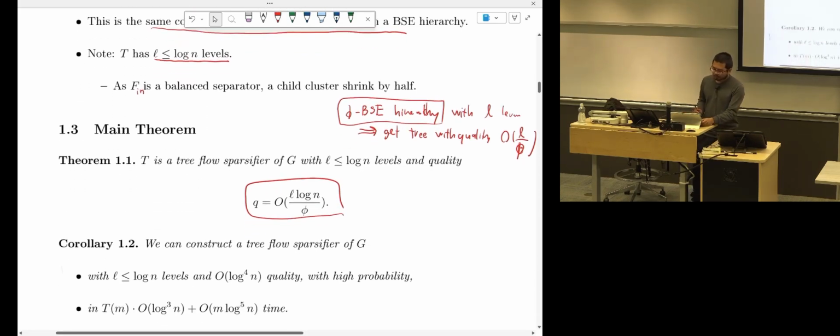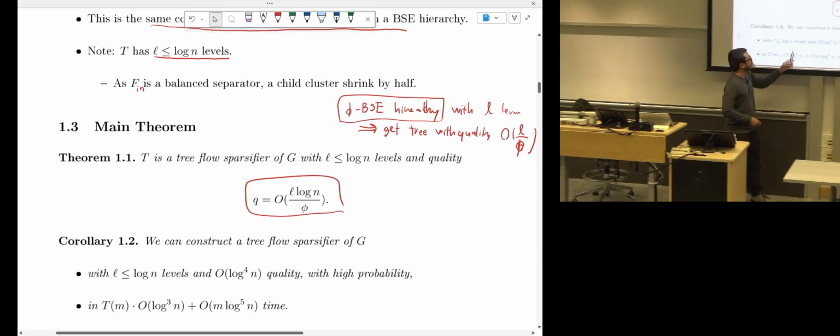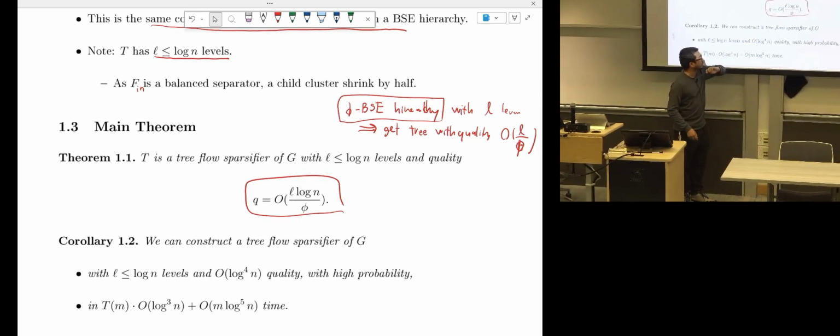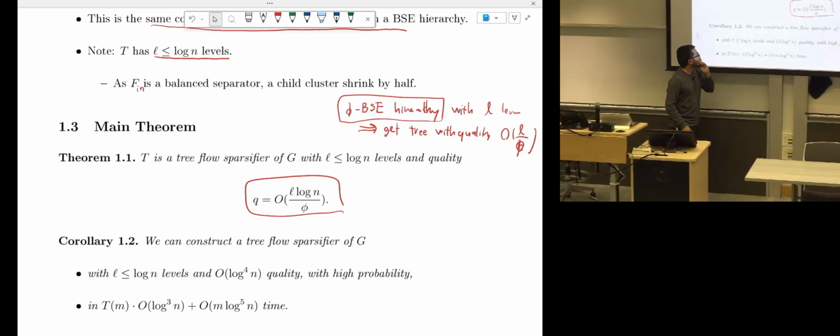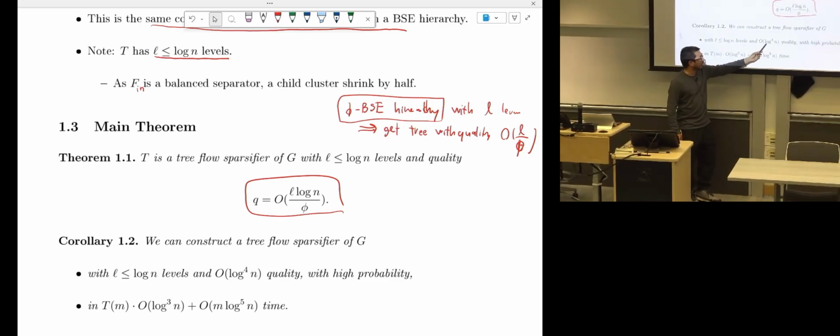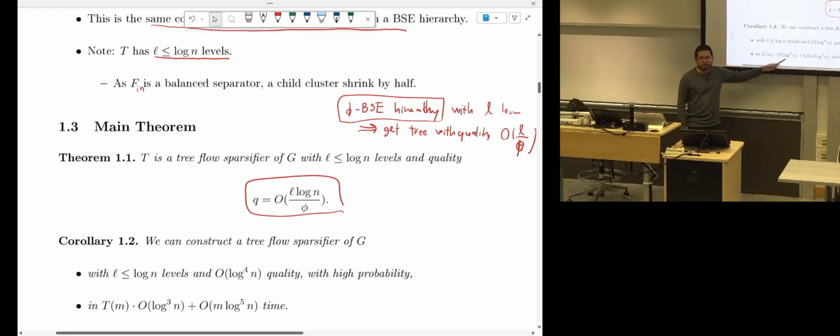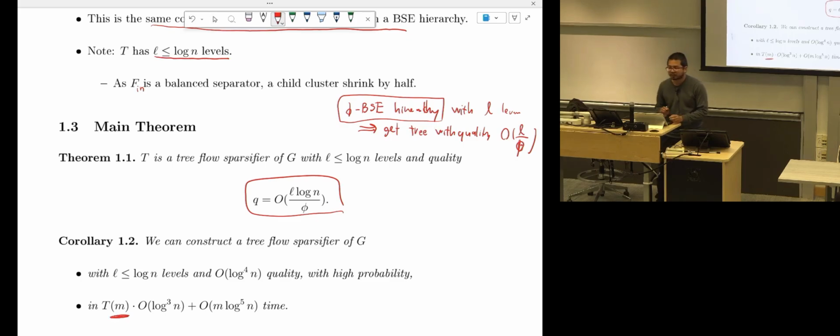And from here, we immediately get that we can construct a tree-flow sparsifier of G such that it has this many levels, and the quality is log to the fourth with high probability. And the running time is something like polylog times the max flow time plus a nonlinear term. This is the time for computing max flow.